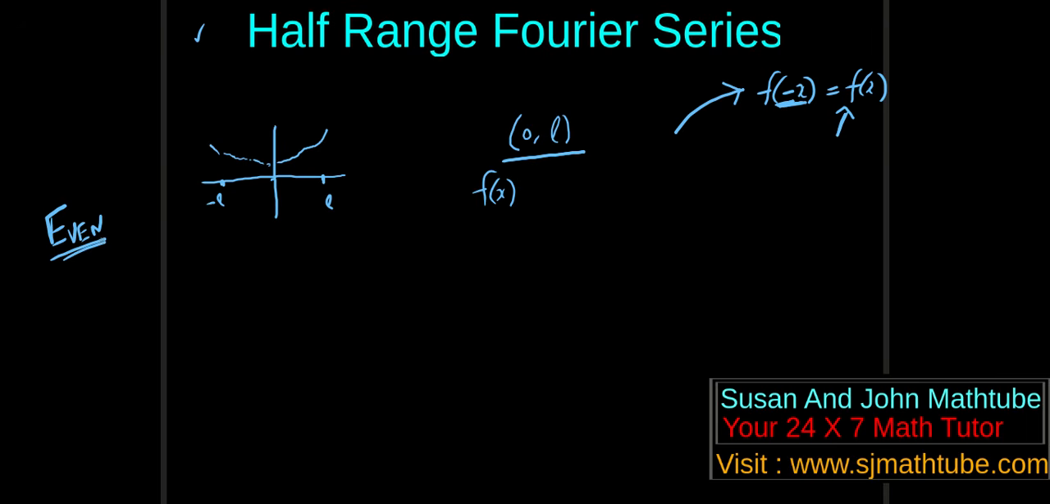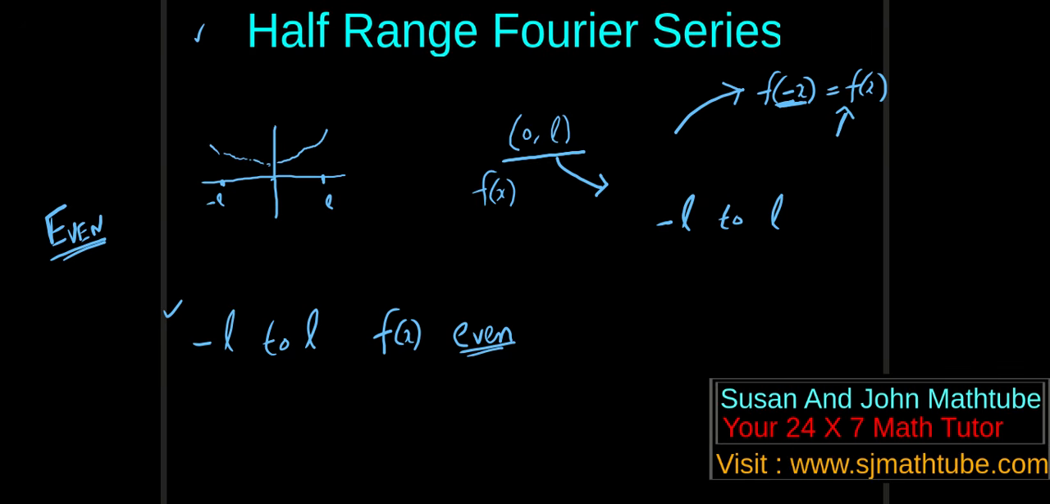What do you call this? An even extension of the graph in the interval minus L to L. So even though our function is defined only in 0 to L, what I did is I extended the function so that it is defined from minus L to L. That is, my new function is defined from minus L to L, and my new function is an even function. And in the earlier videos, you have seen that if you have an even function defined in minus L to L, then Bn will be equal to 0 and only A0 and An, that is the An's, will exist.